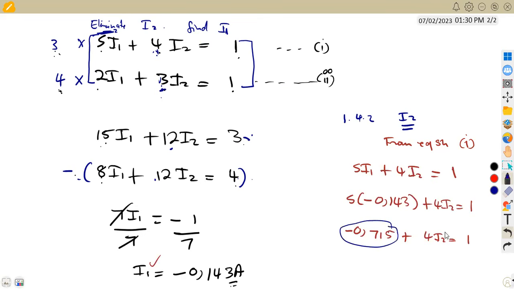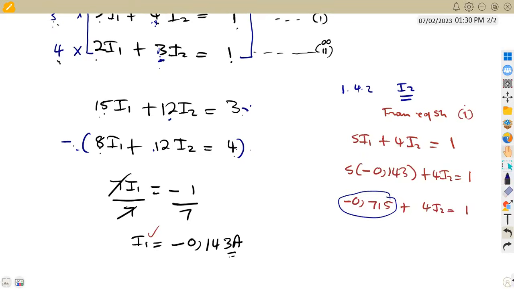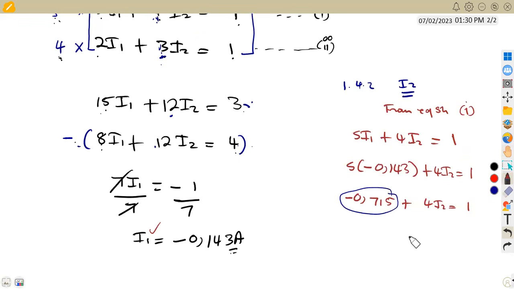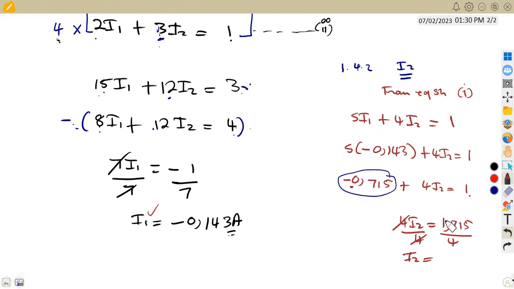Transpose this to the right-hand side, so it's going to be a positive on this side. So 4 I2 is going to be 1 plus this, which is 1.715. Divide by 4 both sides so that we can obtain I2. That means I2 is going to give us a decimal, which is 0.42875, which to 3 decimal places is going to be 0.429 amps. All right, so this is our I2 in this case.